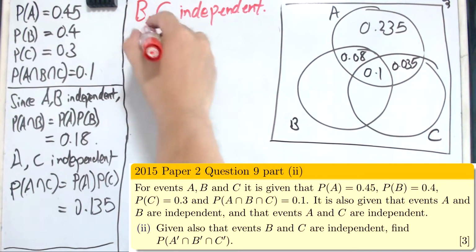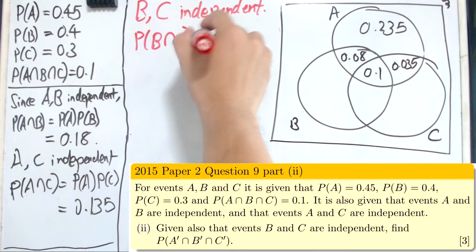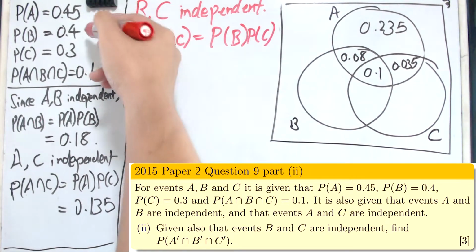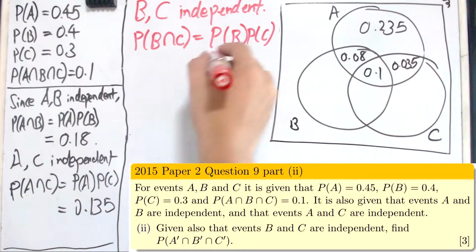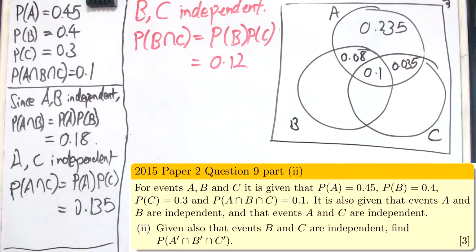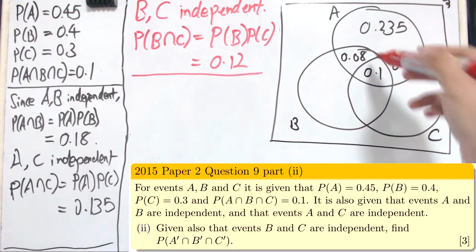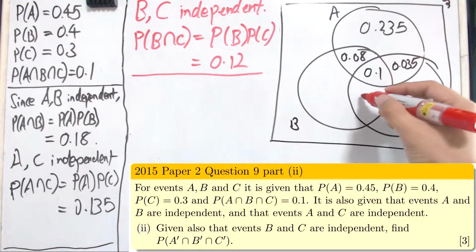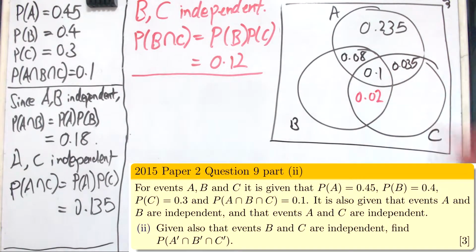Hence we have P(B intersect C) given by P(B) times P(C), which is 0.4 times 0.3, giving us the value of 0.12. So let us fill in more of our Venn diagram. So this region, B intersect C, is 0.12. The intersection of all three is 0.1, giving the region here 0.02.